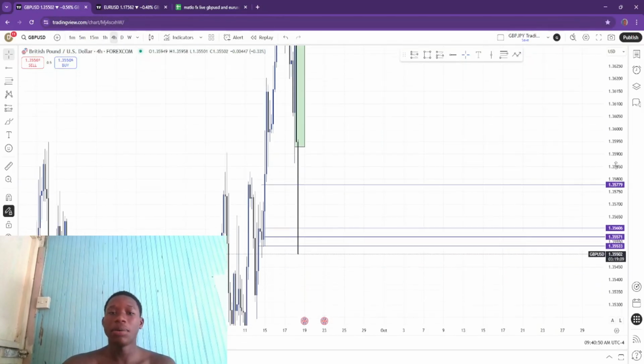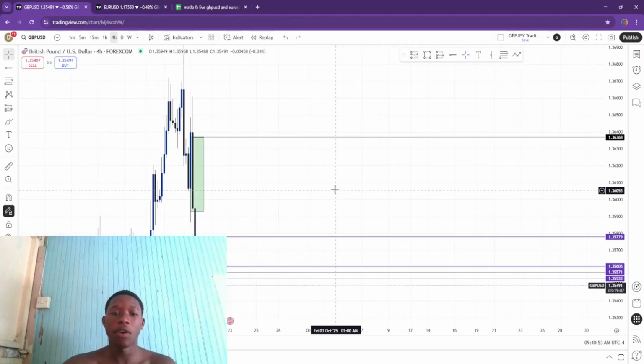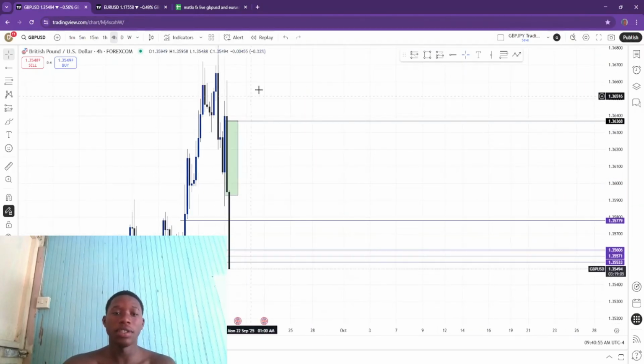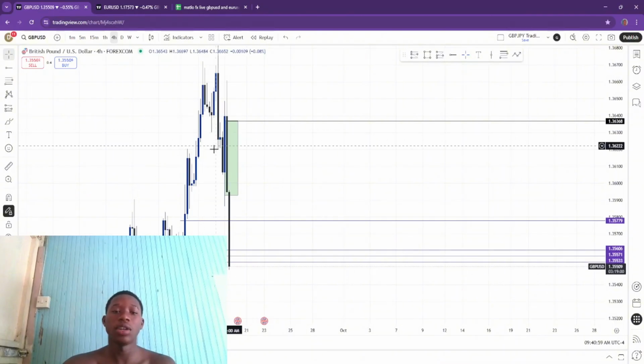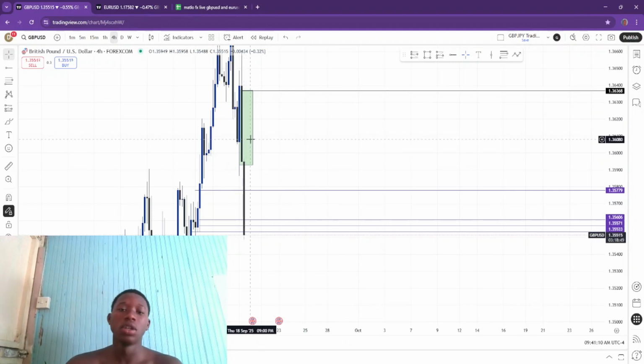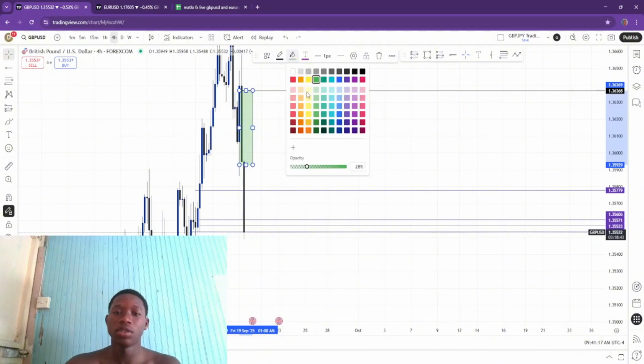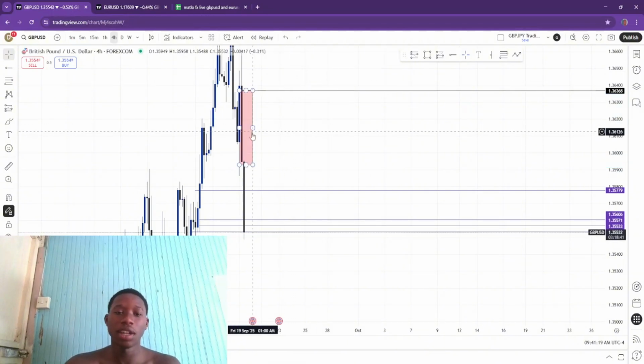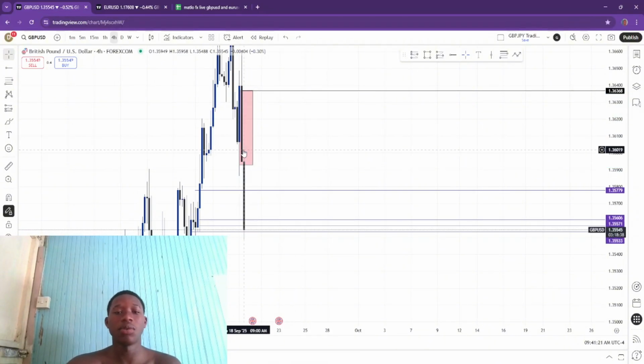So that's how we get our bias for the day. We look at the 4 hour. On the 4 hour, we see price breaking higher lows and creating lower lows. It's basically in a downtrend. That green zone there is where we want price to come back up into, which is the premium zone for us to sell. So that should be red. We want to sell from on top of there. That's exactly what we want to do.